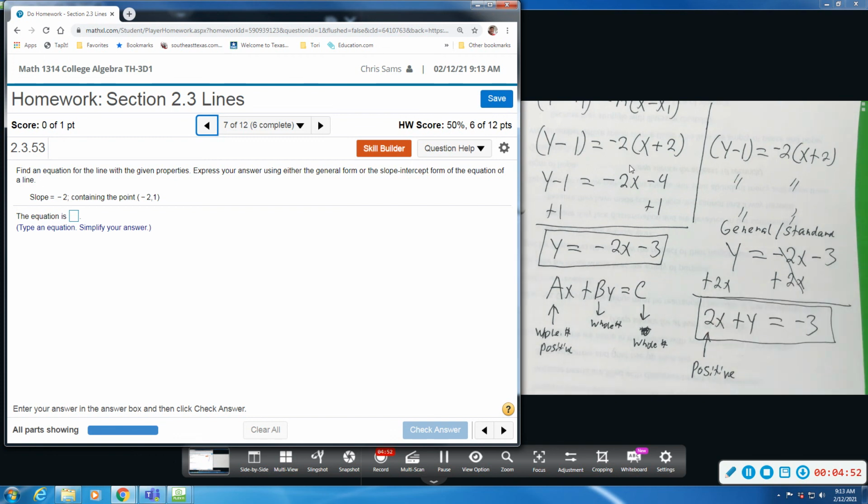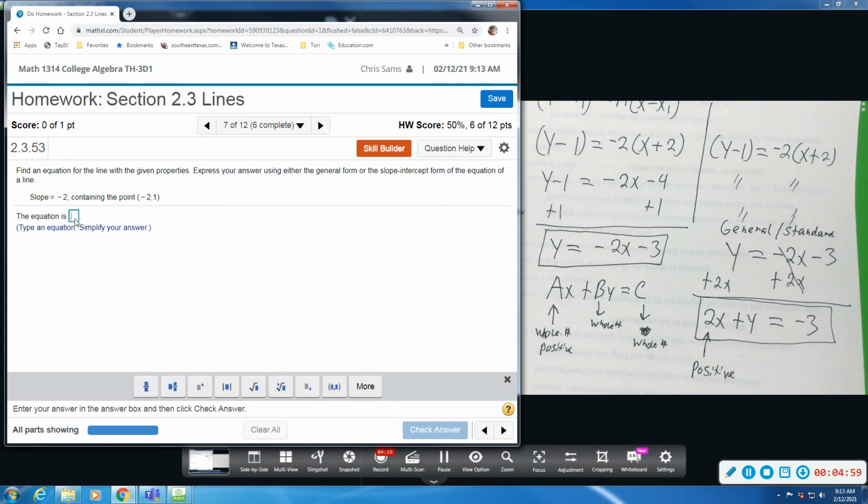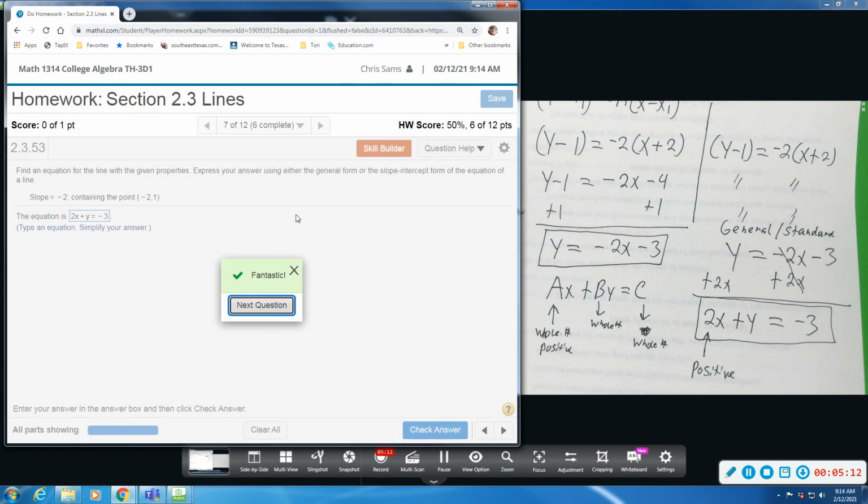So just for this one, because most of them want slope-intercept form, we're going to put it in standard form. So we're going to say positive 2x, or general form, plus y, it's a different name for it, equals negative 3. So this is general or standard form. And they say either one would be fine.